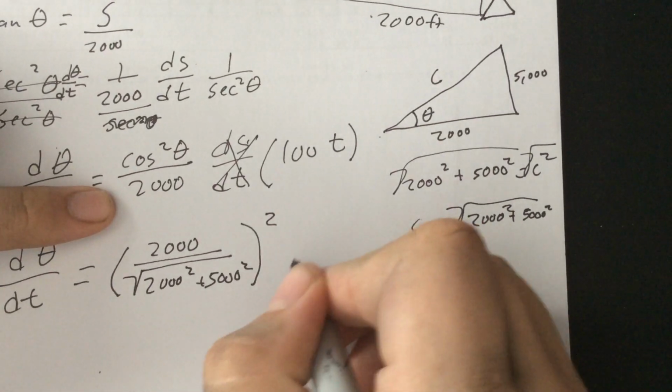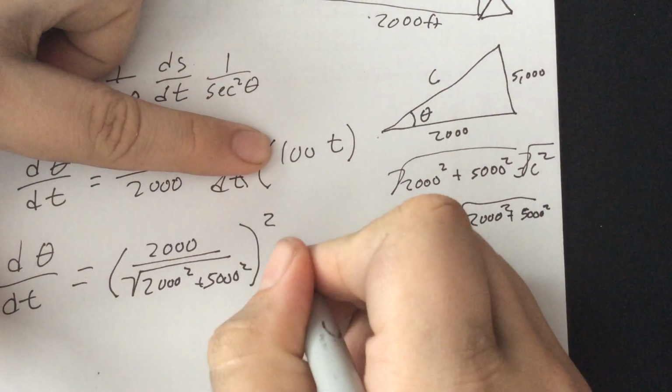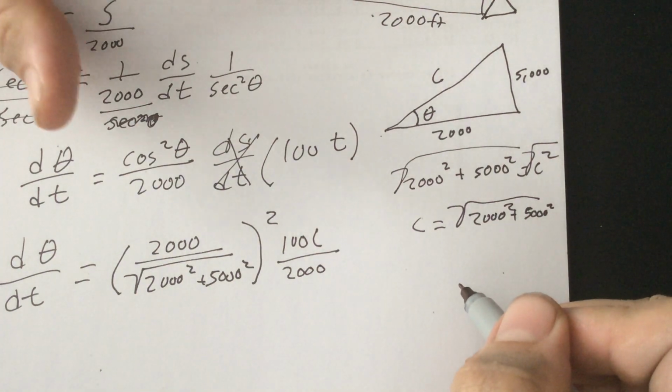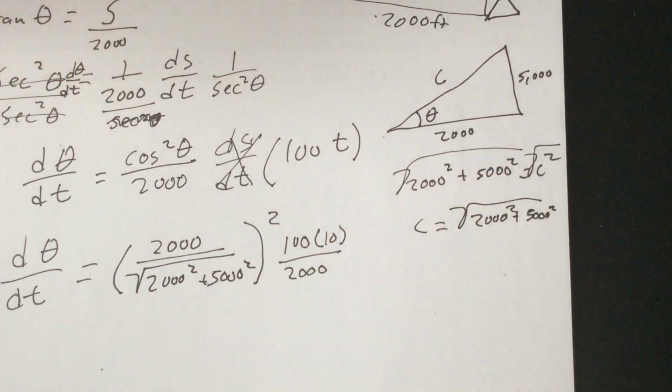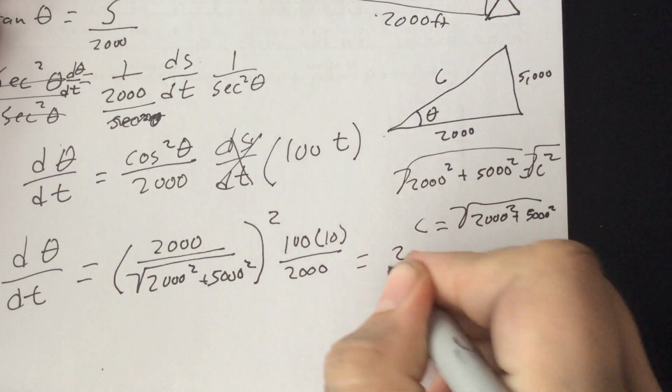Well, we still have this 2,000 on the bottom that we can't get rid of, but we have our 100 t on top. Well, what is our t? Well, t is at 10 seconds. So we can put that in. And from here, if you multiply this all out, you're going to end up with 2 over 29.